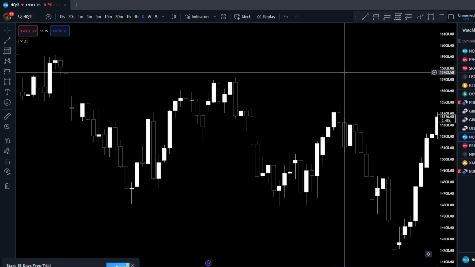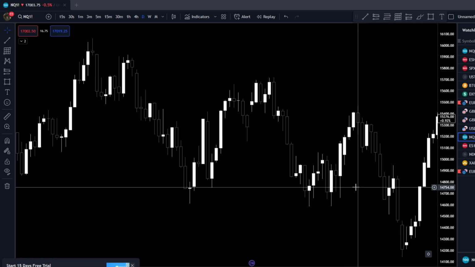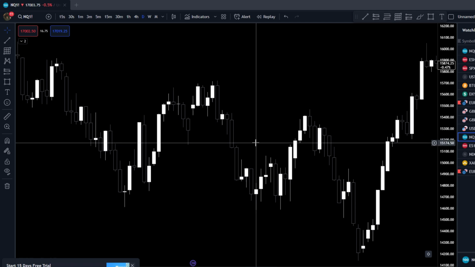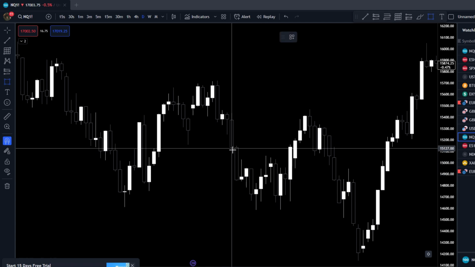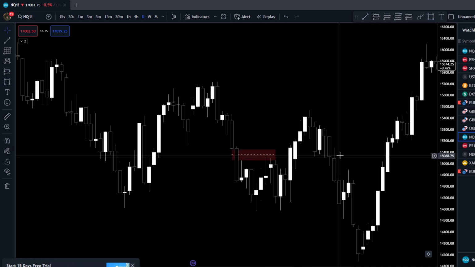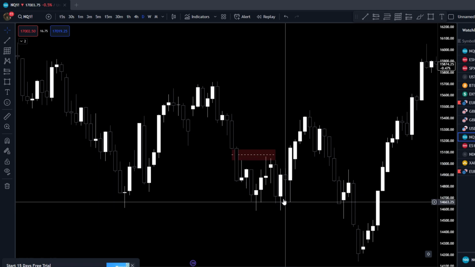I'm going to go through a couple more examples. Yeah, right, that's the word. So what do we see here after this? We see this fair value gap gets respected. What's our next draw? Bearish, right? We see bearish price is coming.